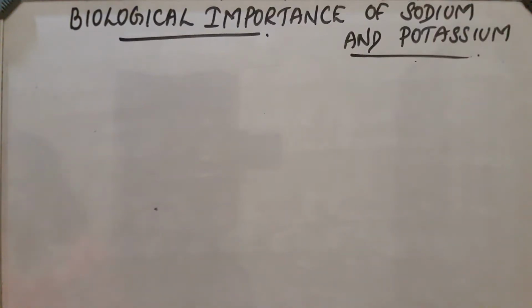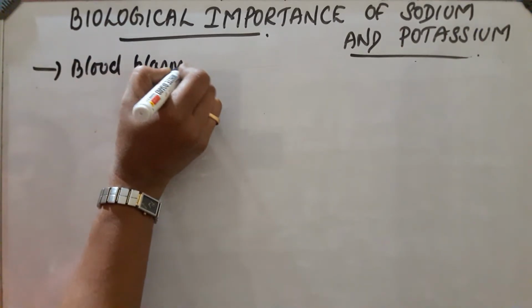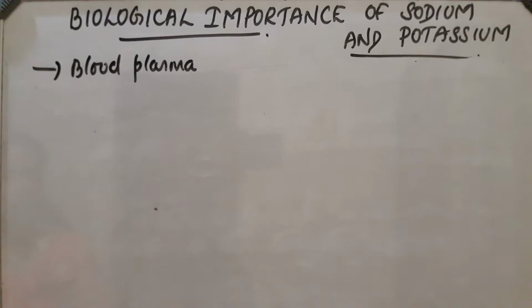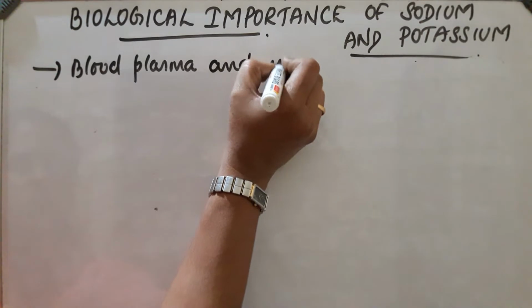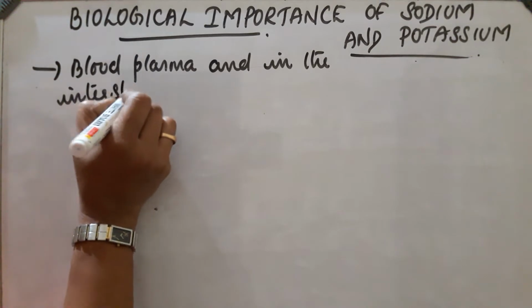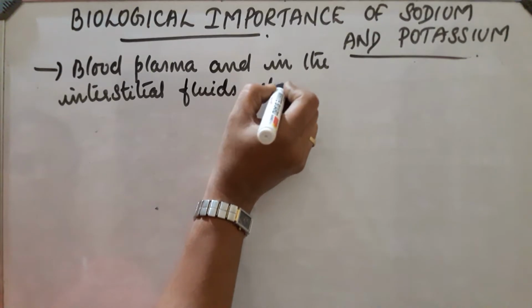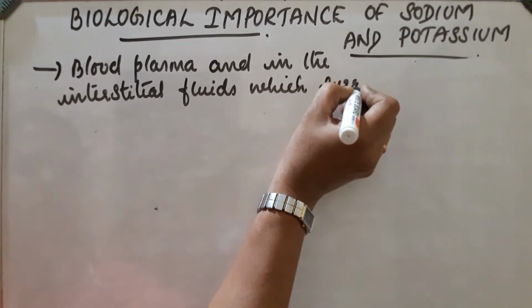Biological importance of sodium and potassium. Sodium ions are found primarily on the outside of cells. They are located in blood plasma and in the interstitial fluid which surrounds the cells.